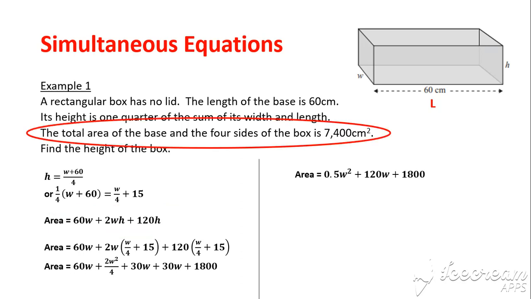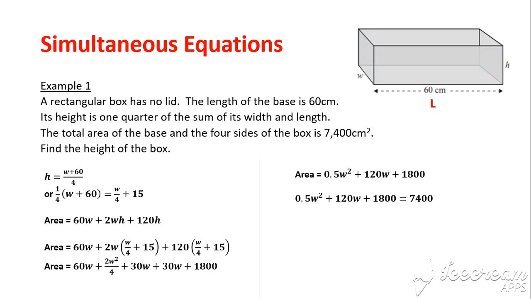So let's go back to the sentence. We know the total area is equal to 7,400. So I'm going to put this expression of area equal to 7,400. It's a quadratic equation. Hope you figured that out. And we're going to take the 7,400 and put it on the left-hand side, make it a minus, and simplify it with the 1800 to get a quadratic expression that's equal to 0. That's the key thing here. With level 2 simultaneous, you are likely to get a quadratic equation and you must get it equal to 0.